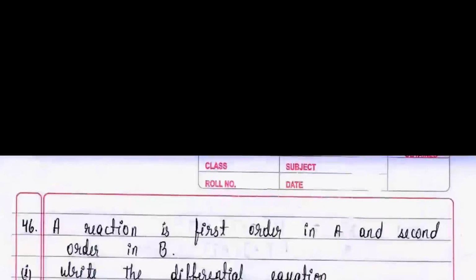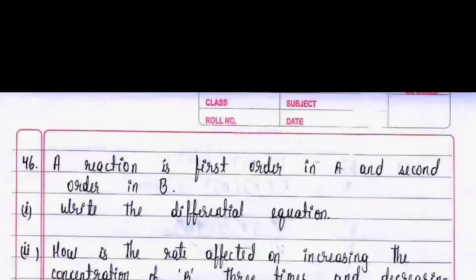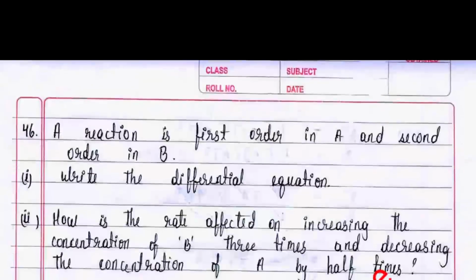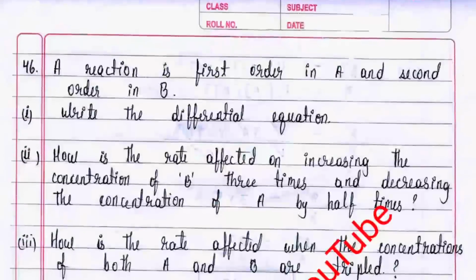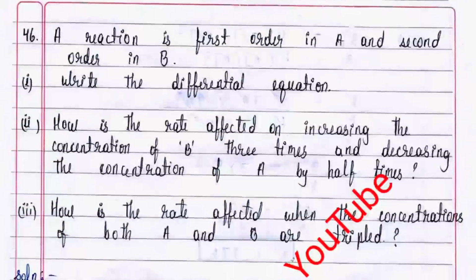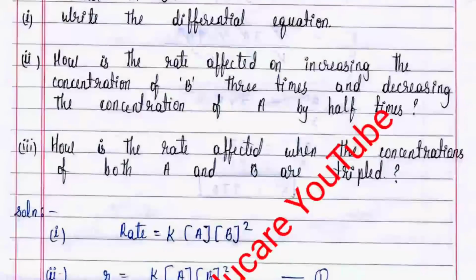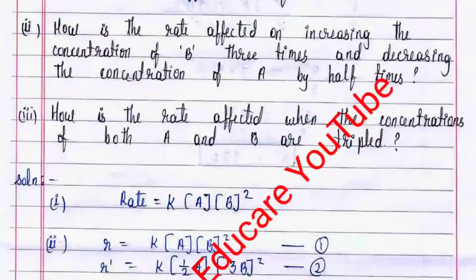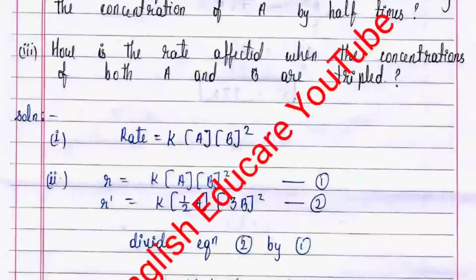46. A reaction is first order in A and second order in B. First, write the differential rate equation. Second, how is the rate affected on increasing the concentration of B 3 times and decreasing the concentration of A by half? Third, how is the rate affected when the concentration of both A and B are tripled, and the answer is below.